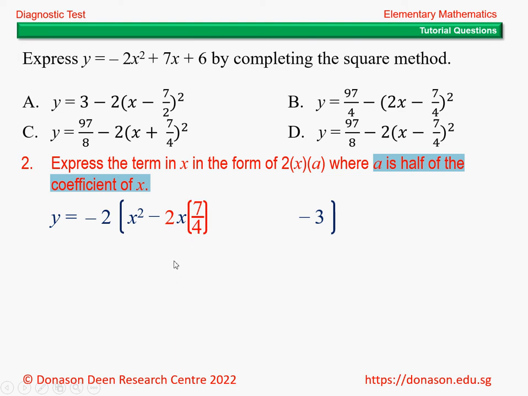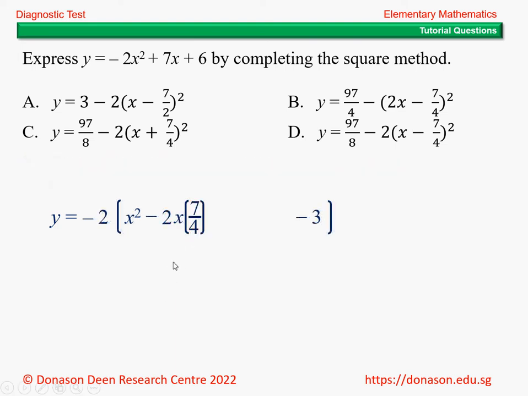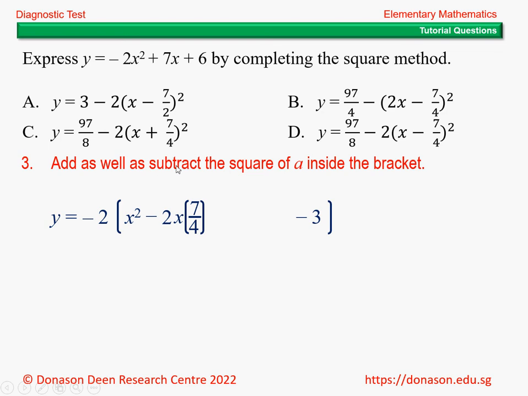So what would be the next step that we need to do? The next step would be to add as well as subtract the square of the a we wrote down in the previous step inside the bracket. What do I mean by that? This is the value of a we wrote down, 7 over 4, right? So we're going to add the square of a.